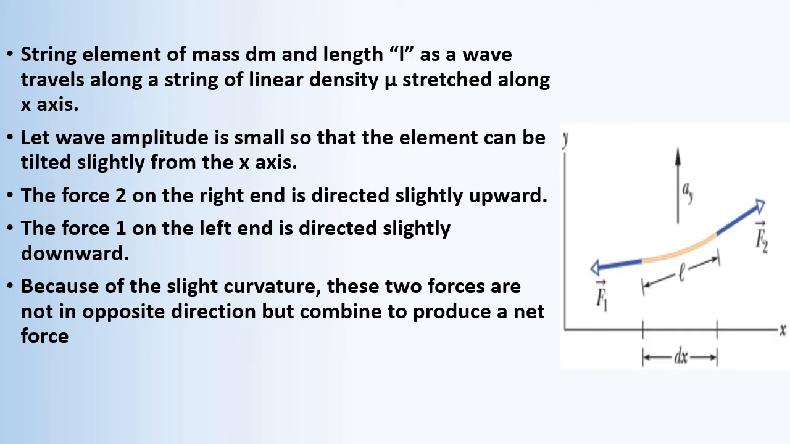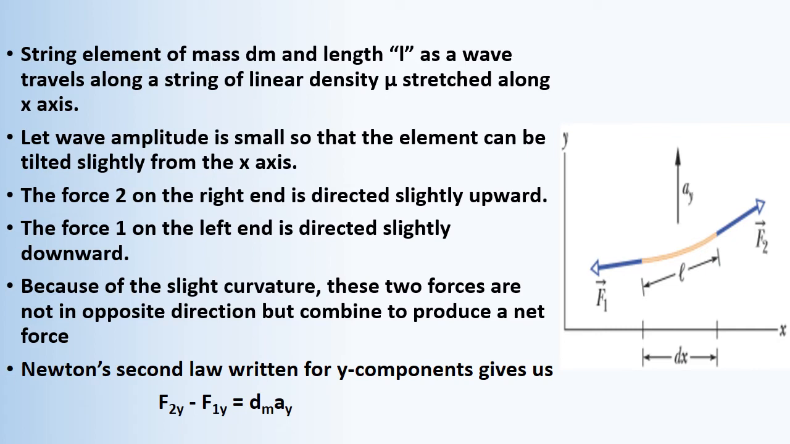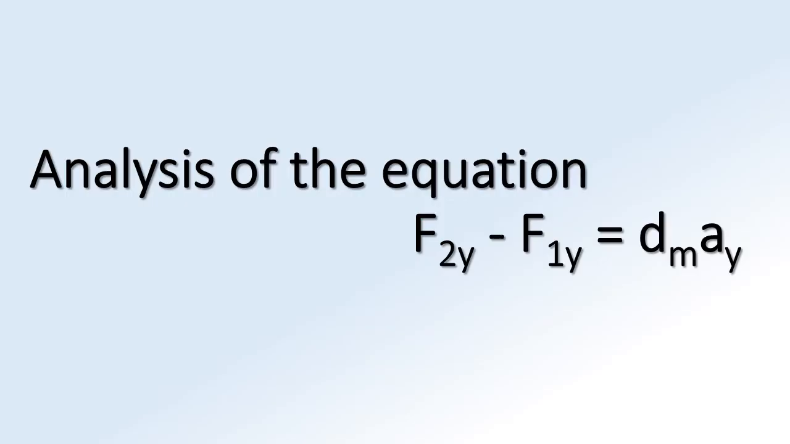Now, applying Newton's law to the y components, Fy equals m ay. As the two forces are in opposite directions, we can write the net force as F2y minus F1y equals dm ay. Now we are going to analyze this equation for the string element. First we shall analyze the mass dm, then the acceleration component ay, then the individual force components F2y and F1y, and finally the net force on the left side of the equation.